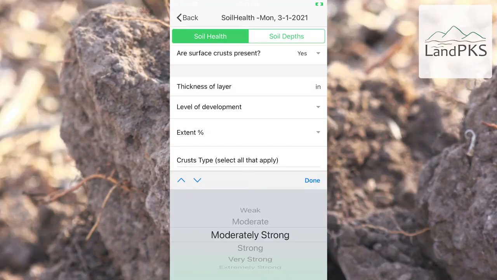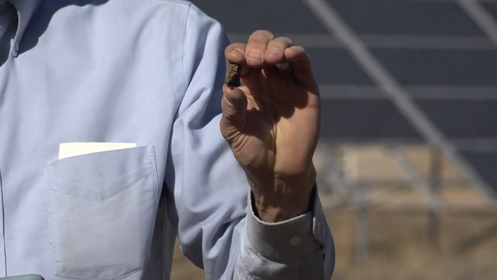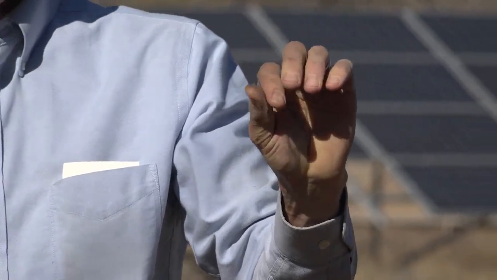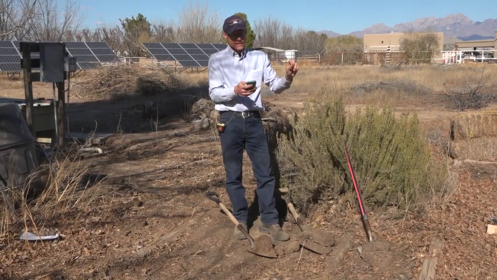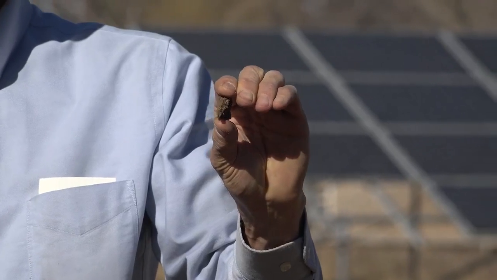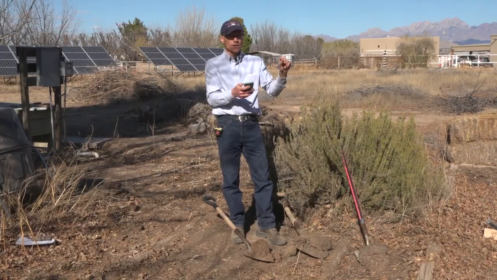The level of development: weak, moderate, strong, very strong, or extremely strong. Again, we want to go back to that question mark text where it defines what that means. Basically there's a little diagram. It shows I want to take a ped about like this and squeeze it, and then evaluate that. And I would say that was a moderate force between my fingers. Okay? So not super strong, moderate.